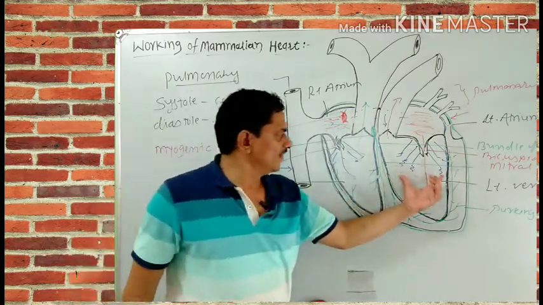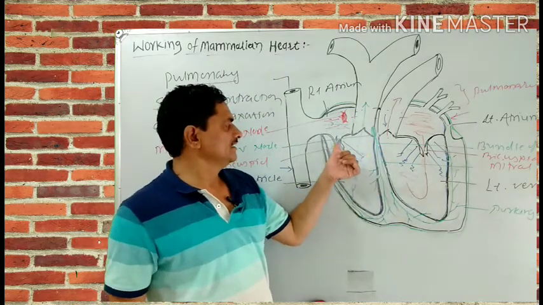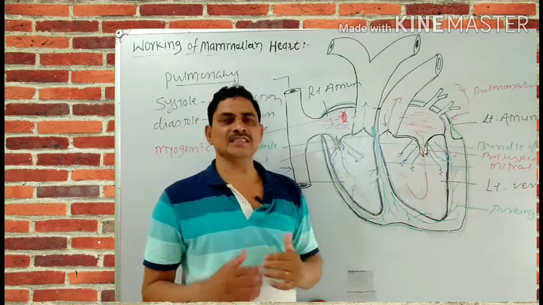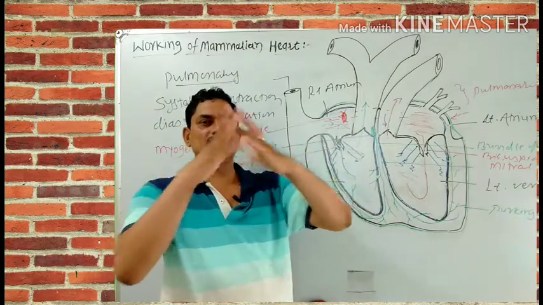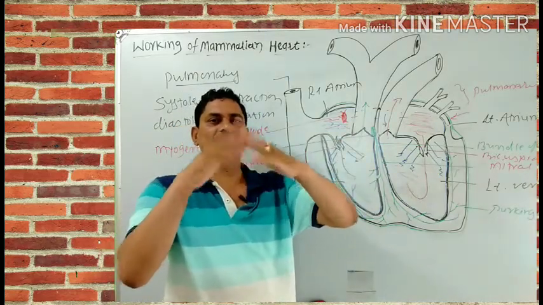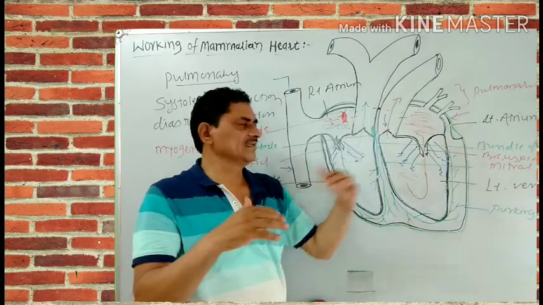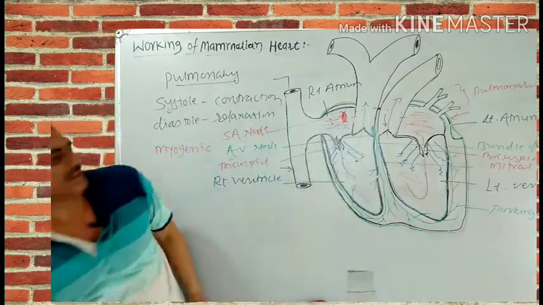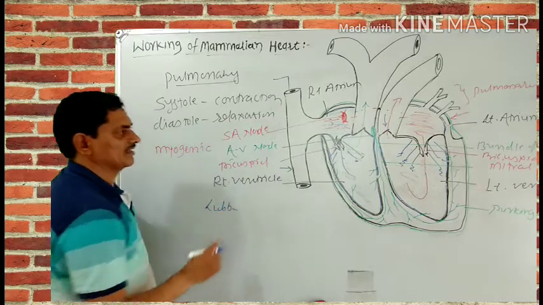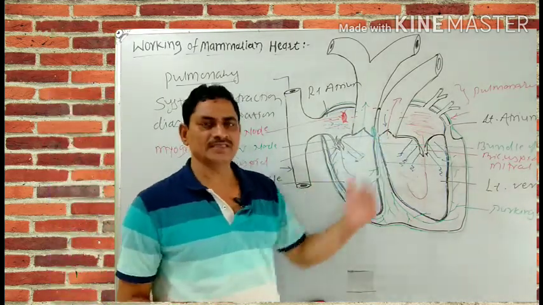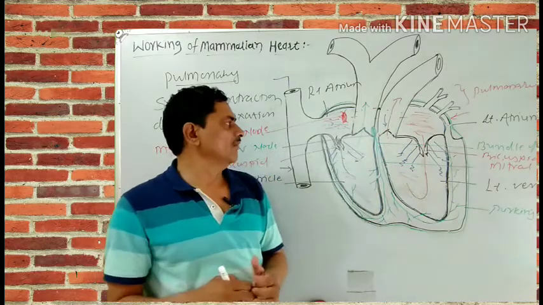When the ventricle contracts, the bicuspid valve and tricuspid valve snap shut, and at the time of closing a sound is created. That sound is called the lub. This one is a lub. When they close, a sound called lub is created.